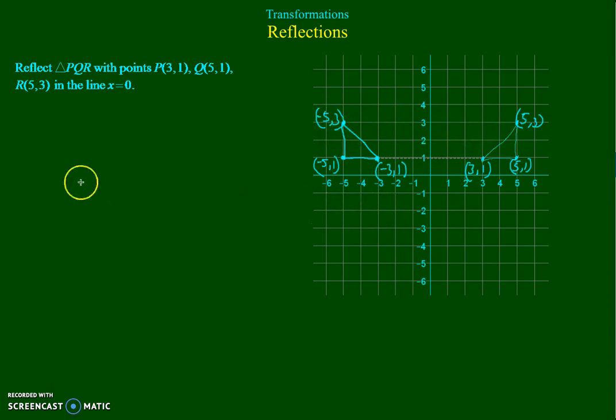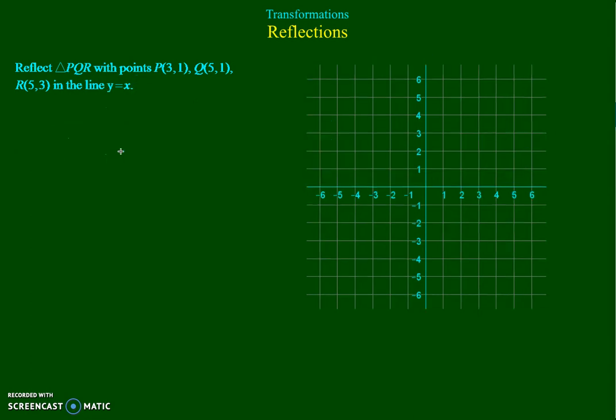So the transformation notation for a reflection in the y-axis is given by x, y goes to -x, y. The x goes negative, the y stays the same. So this is a reflection in the y-axis. Alright, let's work one more example just to solidify these ideas.